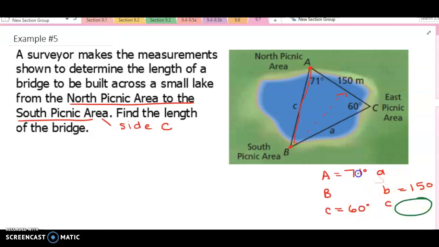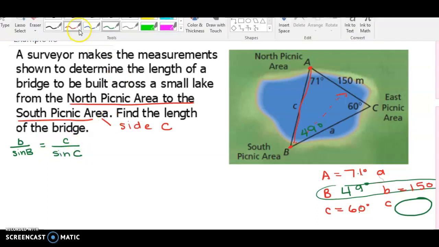Well, we know these two angles here, so we can find angle B because they all have to add to 180. So angle B would be 49 degrees. When I add that here, notice I have my side angle pair, so I can set up a proportion. I could say b over the sine of big B equals little c over the sine of big C.